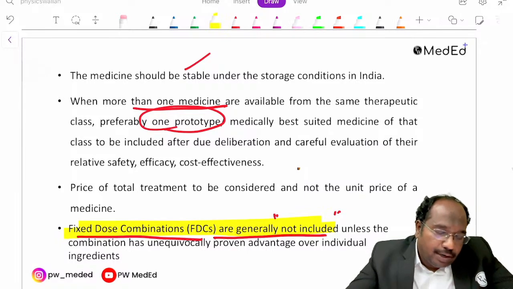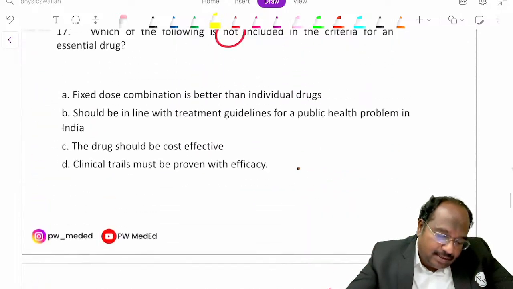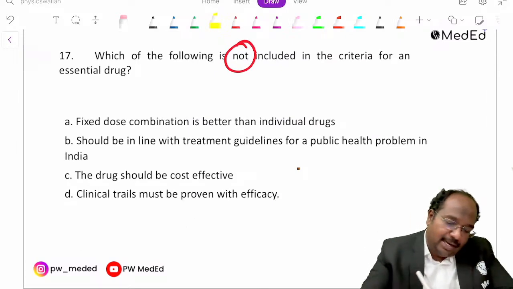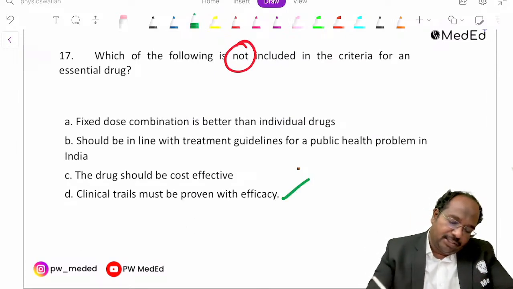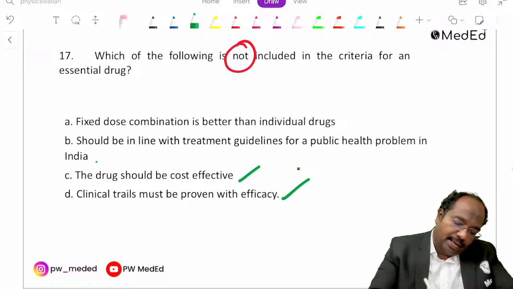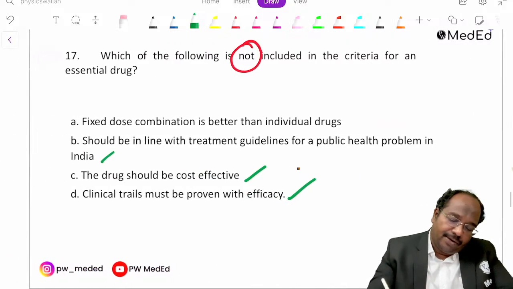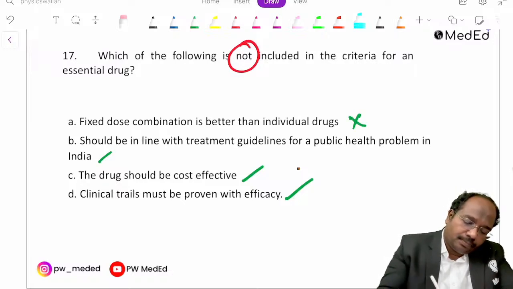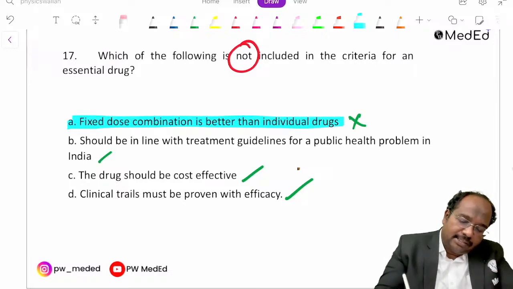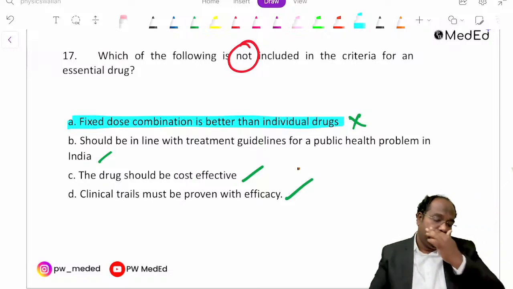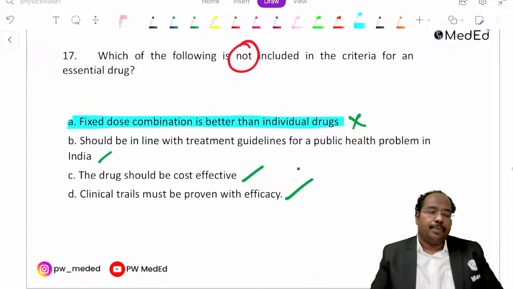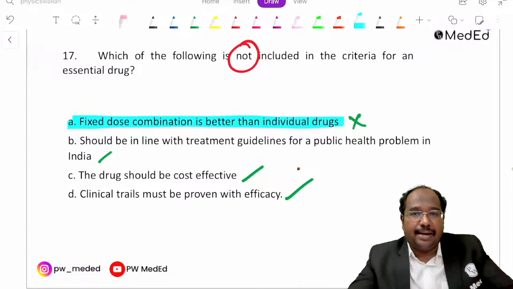Now we'll go back to the question and answer statement-wise. Which is not included? Clinical trials, proven efficacy should be there, cost effective, current treatment. So FDC combination is better than the individual drugs. The answer for this question is that FDC is better than the individual drugs. This is wrong here. All others are right here, right.